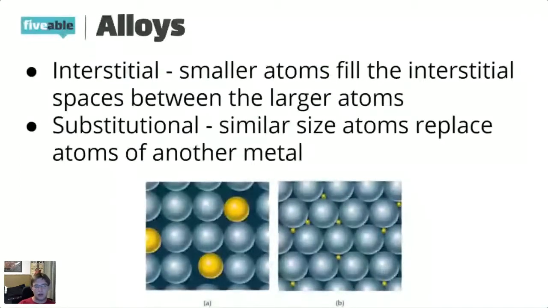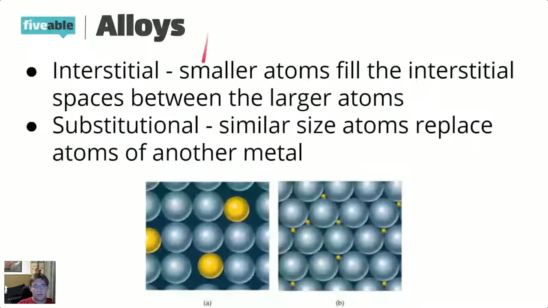These two are not mutually exclusive. You can have both an interstitial and a substitutional alloy in the same metal. However, the difference is in their definitions. In an interstitial alloy, smaller atoms will fill the interstitial spaces between larger atoms. Think of it as super tiny balls in between the metal. In substitutional alloys, you have just that: similar size atoms replacing the atoms of another metal in that electron sea.